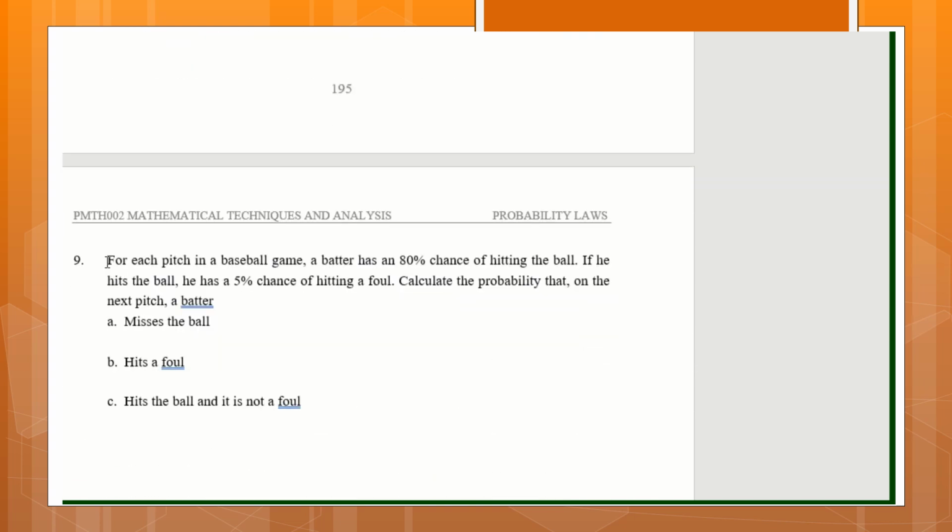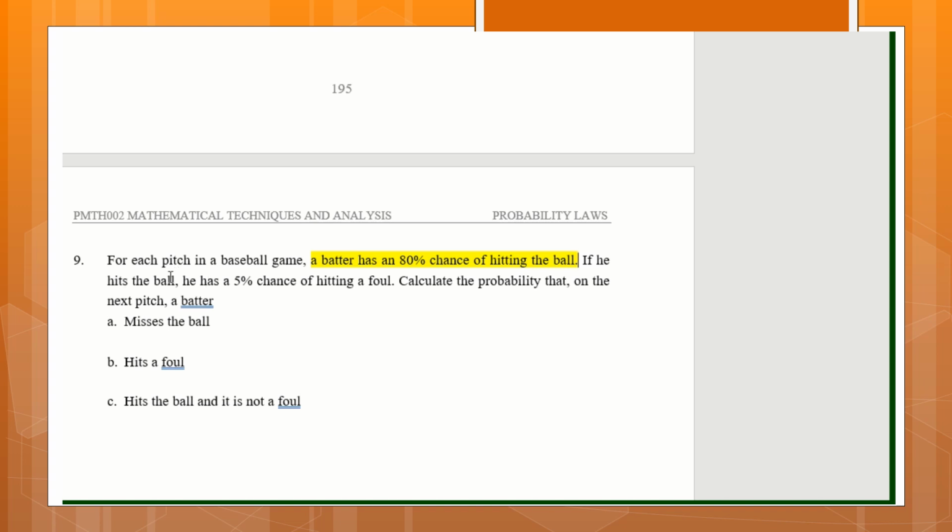Okay, number 9, for each pitch in a baseball game, a batter has an 80% chance of hitting the ball. So hit is 80%, don't hit is 20%. If he hits, that means foul, not foul. So you got to draw your tree diagram. I don't want to really help you through all of it, because then when it comes to other questions, you will be quite dependent. I want you to learn, think, highlight things like that. So 80% chance of hitting the ball. That means H is 0.8, H prime will be 0.2.